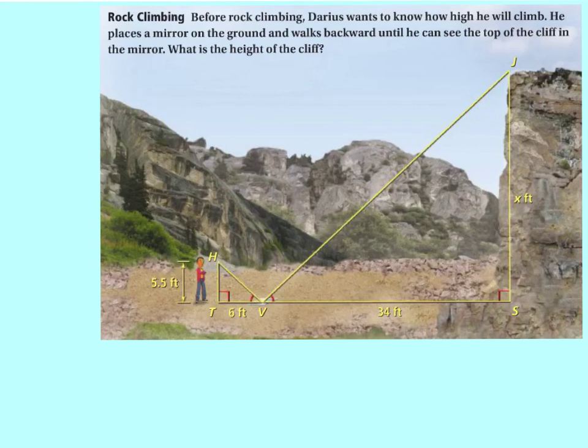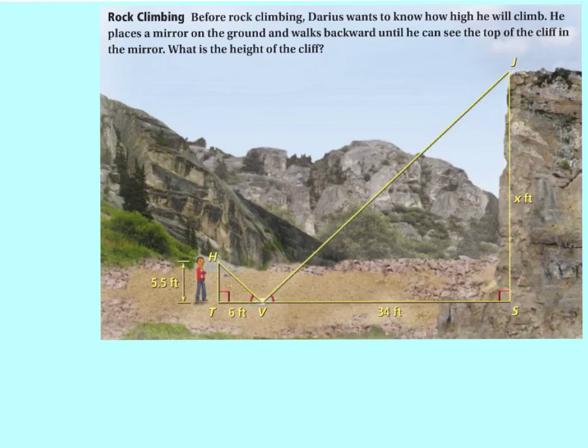So essentially what he's done is he's created two triangles, because he's got his height, he's looking down at the mirror, which is a certain distance from him. Then that mirror is reflecting upwards to the top of the cliff, which is a certain height and a certain distance. So I have these two triangles. What I need to do is figure out, first of all, are they similar? And second of all, what's the proportion that needs to hold so I can determine what x is?